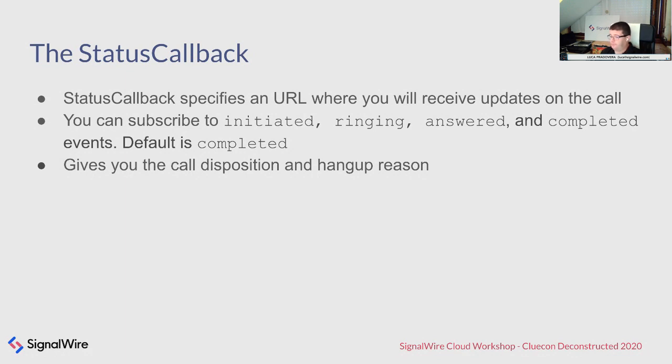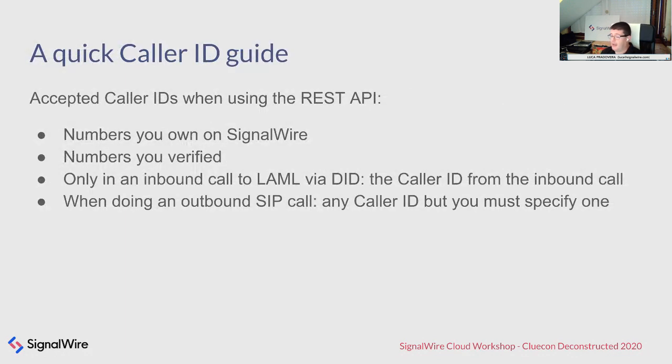This is important because it's a snag for some people, especially in trial, but in general when starting out. What's important to know is which caller IDs are accepted when using the REST API. Of course, you can use any number you own on your SignalWire account. You can also use any number you verified using the phone process we did earlier. This is whether you're in trial or not. And only in an inbound call to LAML via DID, the caller ID from the inbound call.